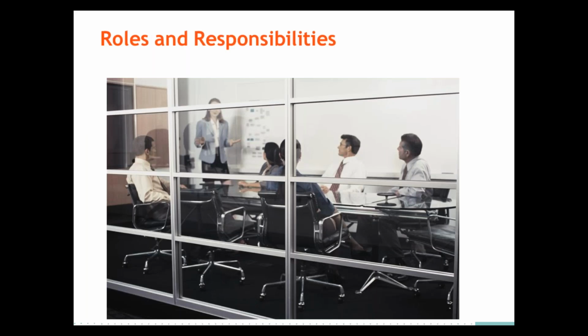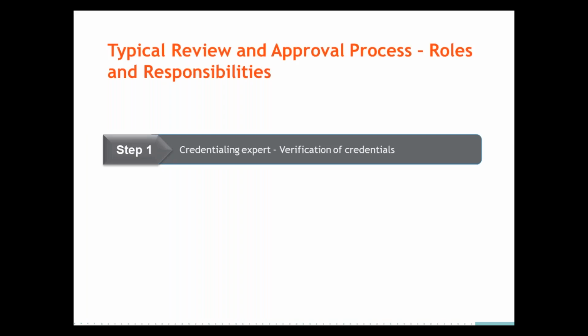All right, so let's look at different roles and responsibilities. Everybody's got a piece of the responsibility in the credentialing process. The first step is a credentialing expert. That's the person who's verifying the credentials and pulling all that information together, getting it into a record that is easily reviewed and organized so that the first level of review can start their work.